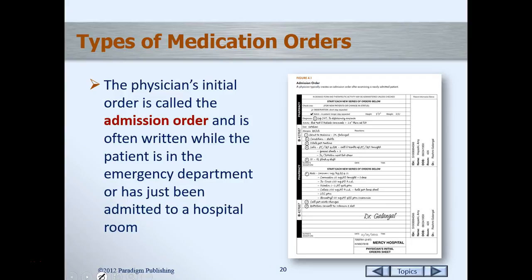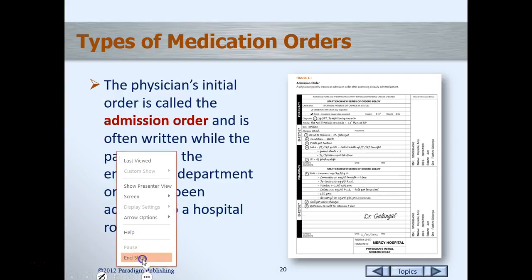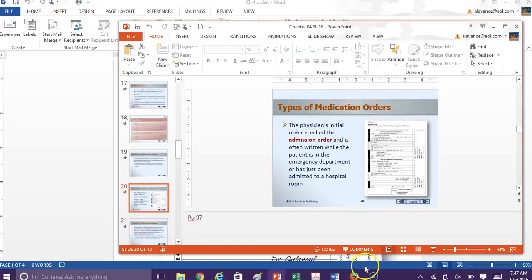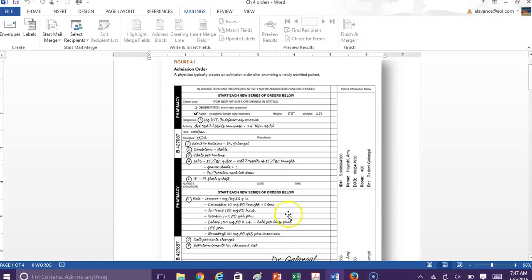So I'm going to reduce this screen for a moment and bring that order up so it's a little bit easier to see. And we're going to look at the order. So here we have an order, an admission order.